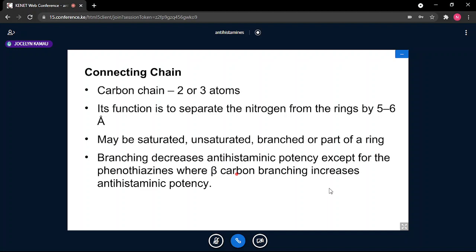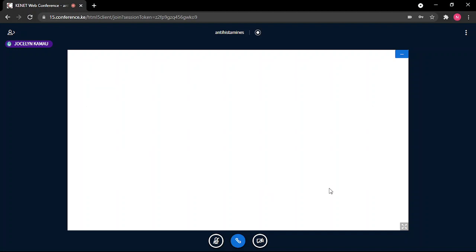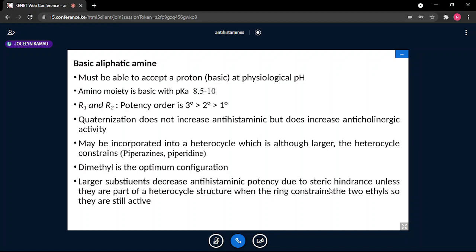If you look at your phenothiazine, the in-between ring is a thiazine ring. It has a nitrogen and a sulfur. So that nitrogen, which is part of the thiazine ring, is the reference nitrogen. From that reference nitrogen on your aliphatic chain, you go first to alpha and then to beta. The beta will be the second carbon from that nitrogen. So beta carbon branching increases antihistaminic activity, and we have an example, of course, of promethazine. But we are going to look at those examples when we look at each drug on its own.